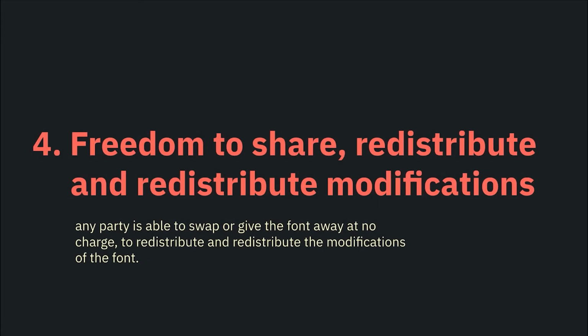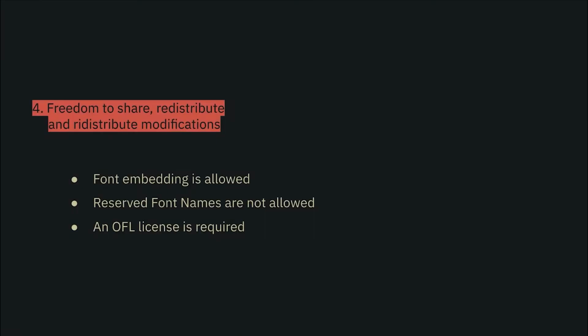The fourth freedom is the one more related to the common understanding of open, as it is the freedom to share, redistribute, and redistribute modifications. This means that any party is able to swap, give the fonts away at no charge, or redistribute the fonts and their modifications. The fonts should not place restrictions on other works that are distributed in combination with the font, and the derived fonts must be distributed under the same terms as the license of the original. Consequently, this leads to font embedding being allowed.